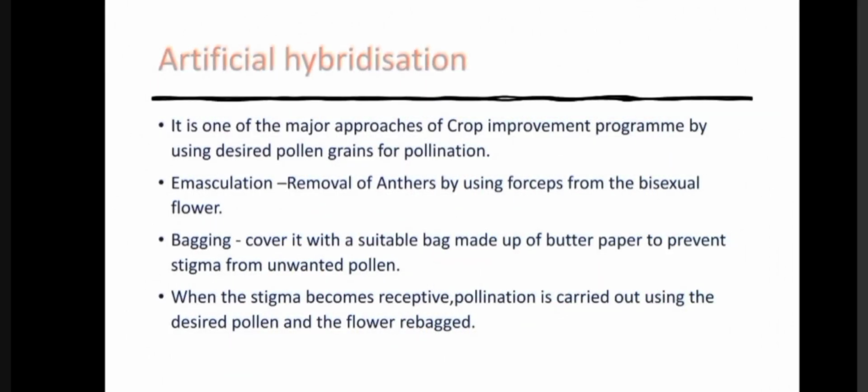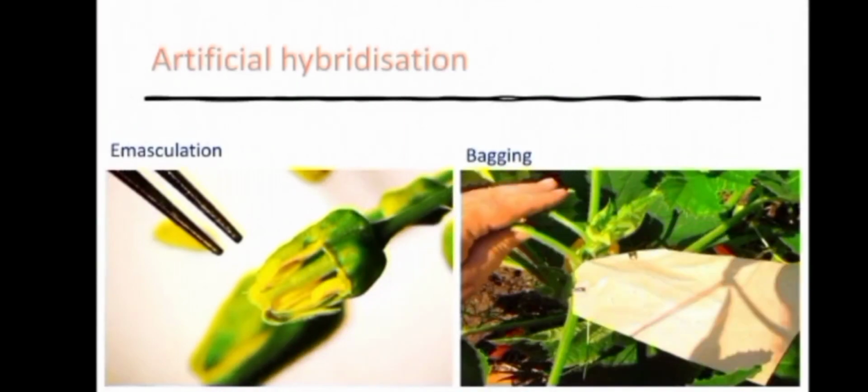Artificial hybridization. It is one of the major approaches of crop improvement, using the desired pollen grain for pollination. This is achieved by emasculation and bagging techniques. Emasculation is the removal of anthers using forceps from the bisexual flower bud of the female parent before the anther dehisces. The emasculated flowers are then covered with a suitable bag made of butter paper to prevent contamination of its stigma with unwanted pollen. This is called bagging. And here we have some pictures of emasculation and bagging.